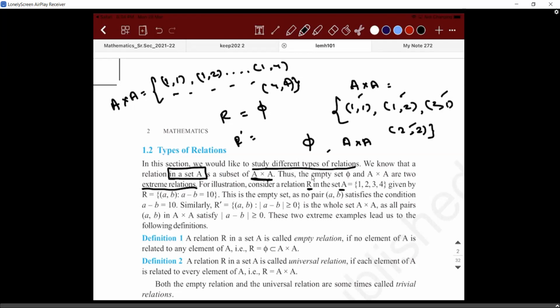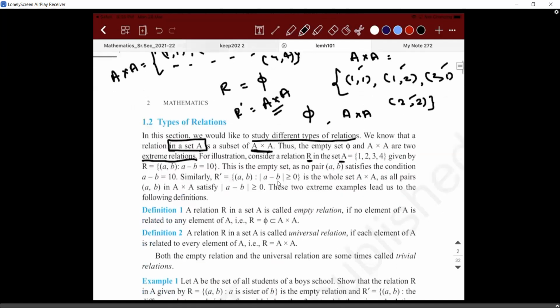You may not even need to solve. By default, even if they give you elements from 1 to 100, you can say this condition is satisfied. This is a universal set. So R dash is A cross A. The relation a minus b equal to 10 is a null set, and the relation modulus of a minus b greater than or equal to 0 is the whole set, the universal set. So these two are called extreme conditions with respect to set A, which is {1, 2, 3}. Are you able to understand this? Right? So these are the extreme relations.